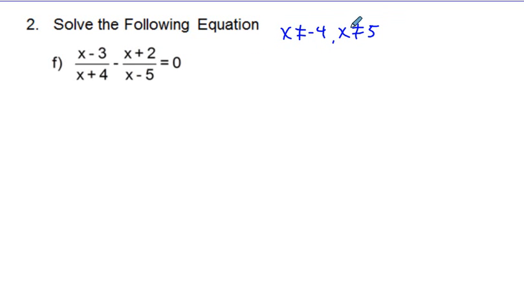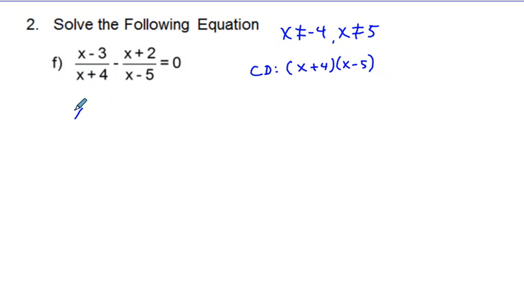So these restrictions are going to remain with us no matter how manipulations may make us forget them. And so what is our common denominator going to be? Well, we can get our common denominator by multiplying these two denominators together. So our common denominator is going to be quantity x plus 4 times quantity x minus 5. And so let's rewrite these values.